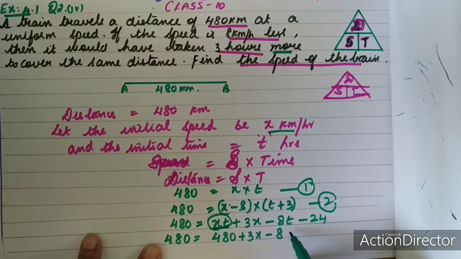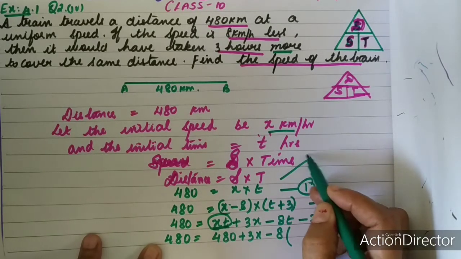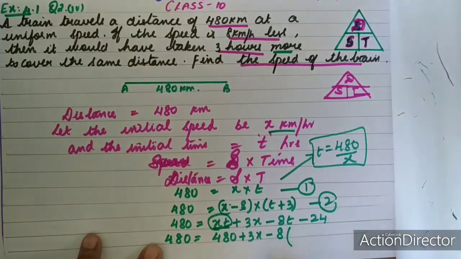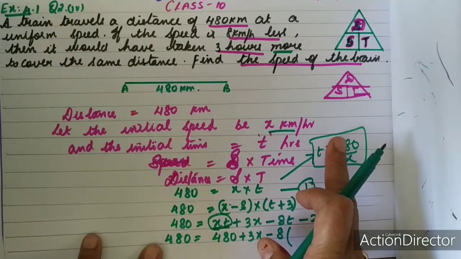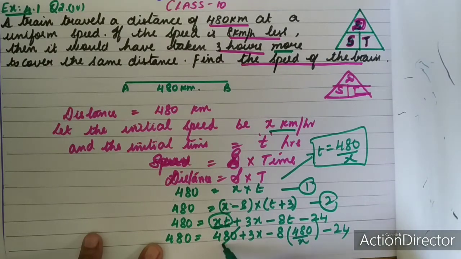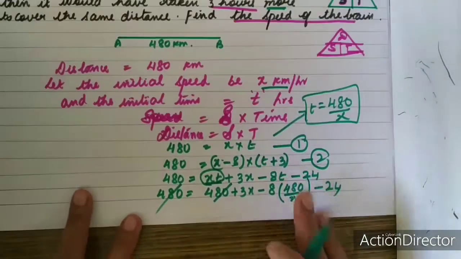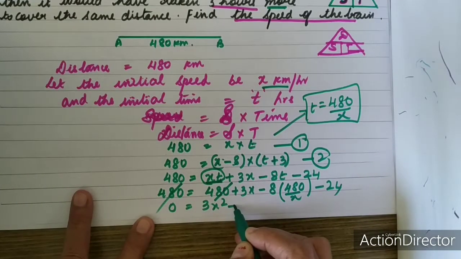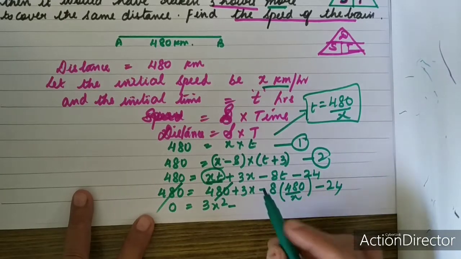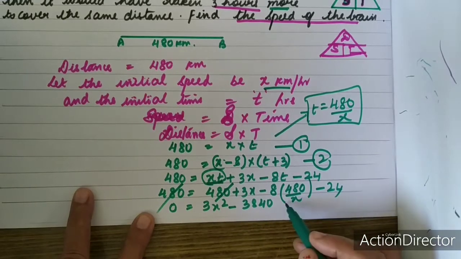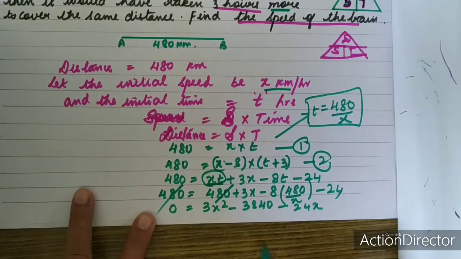Again from the first equation I can write the value of t as t is equal to 480 upon x. So from the first equation I can take the value of t as 480 upon x and replace it over here. 480 upon x minus 24. Now this 480 and 480 will get cancelled. Now if you take the LCM, I will be getting 0 is equal to 3x square minus, if you are going to multiply this 480 into 8, I will be getting 3840 and minus 24x. So this is the required equation.